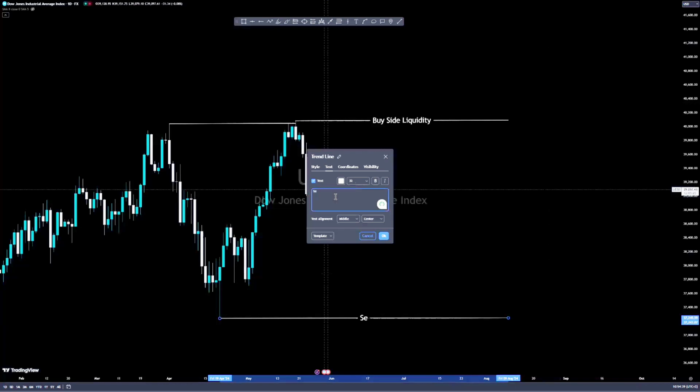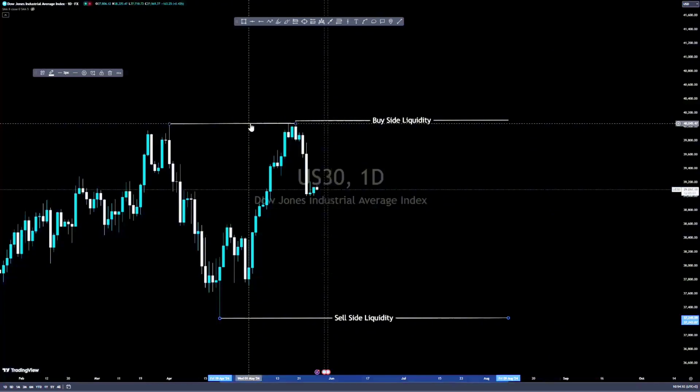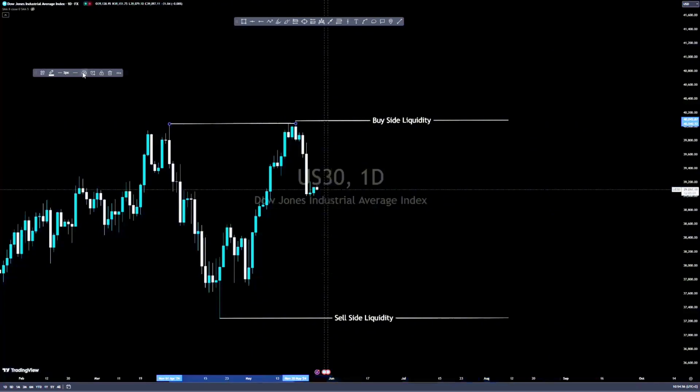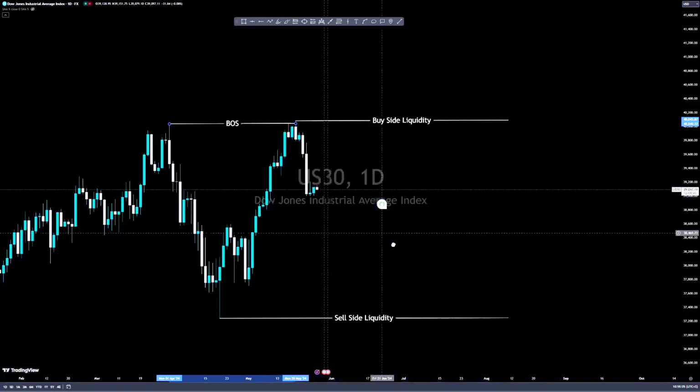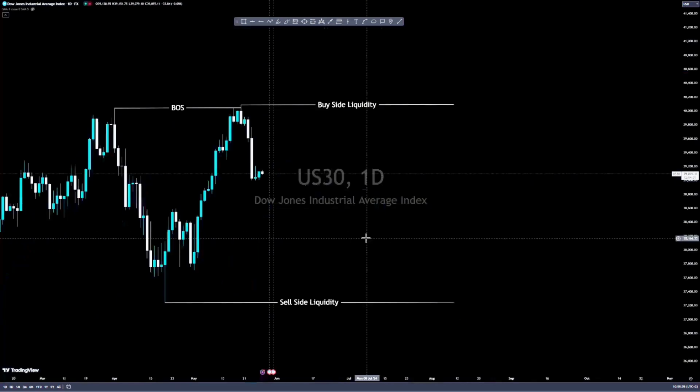Side liquidity. Okay, let me mark the BOS here. BOS stands for break of structure. And the break of structure tells us that price is still continuing with its trend. It can be either an uptrend or a downtrend, but here it's for an uptrend.